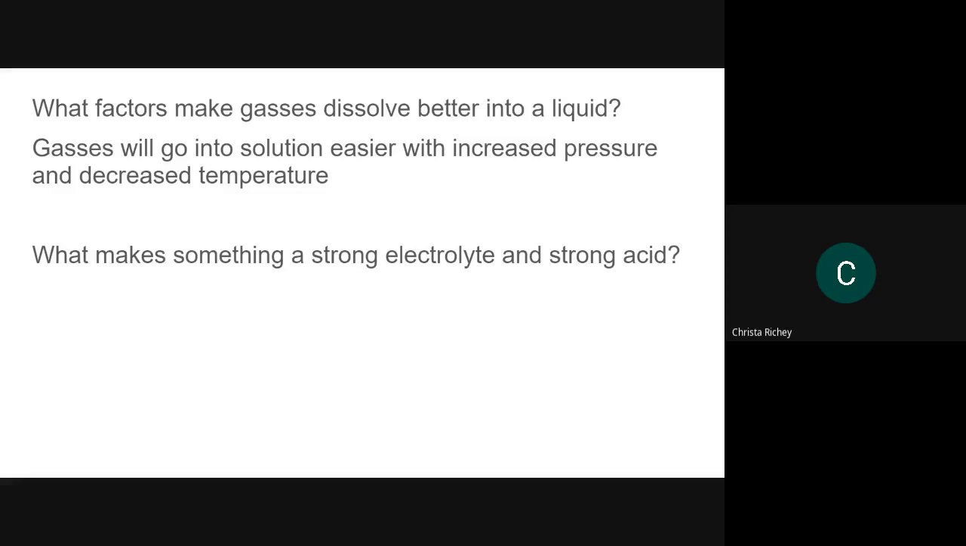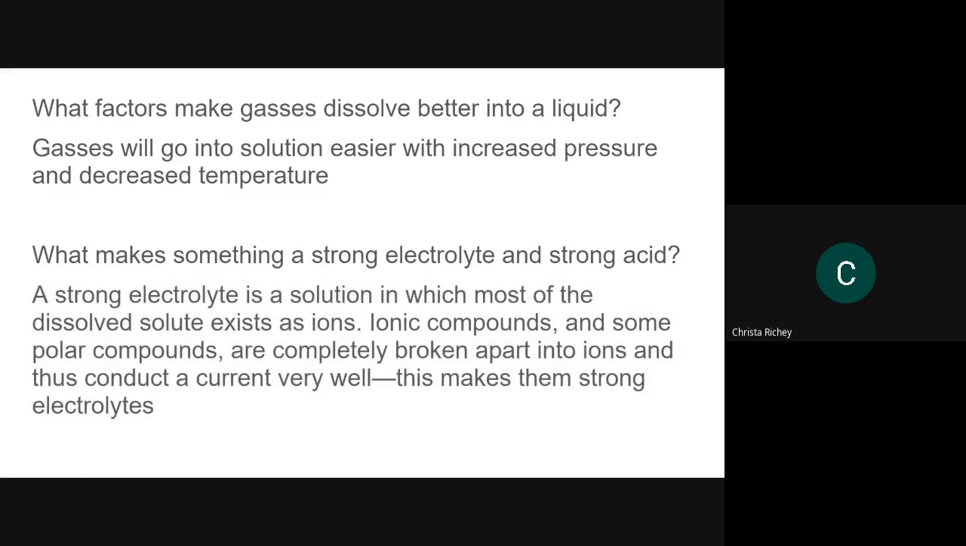Now here's something that we didn't go over. It's on your test, somehow, I don't know how. What makes something a strong electrolyte and a strong acid? Now we did talk about what makes things good electrolytes. We did talk about that. It's been a while. This is a very long sentence, so I will paraphrase this.